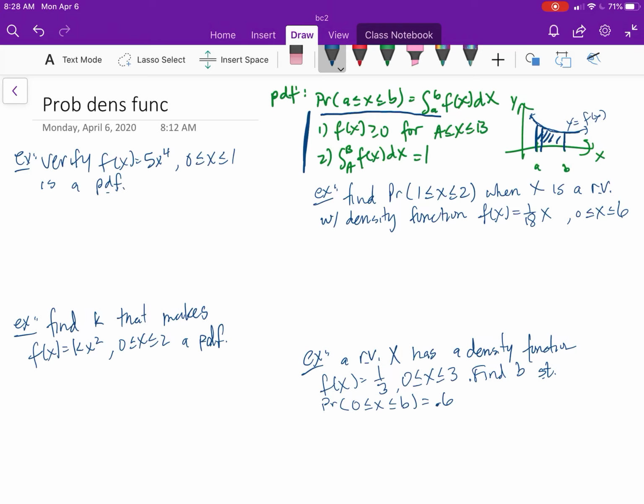Now, a probability density function is defined first off that the function has to be positive. Why? Because we can't make sense of a negative probability. So f of x has to be positive since that's defining the probability of each of these events.